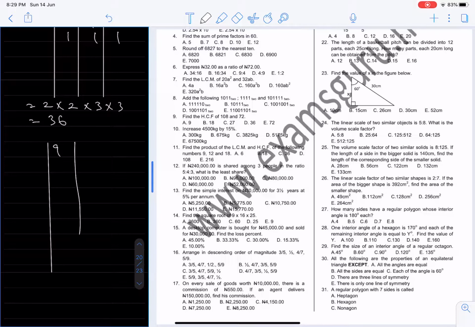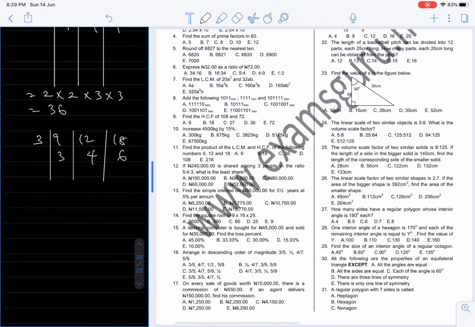9, 12, and 18. You remember this from primary school, I'm sure. We can't use 2 here because 2 will not divide all of them. But the smallest prime number that will divide all of them is what we're going to use, and that's 3. 3 in 9 is 3, 3 in 12 is 4, 3 in 18 is 6. And now there's no number that will divide all of them. So the HCF is 3.